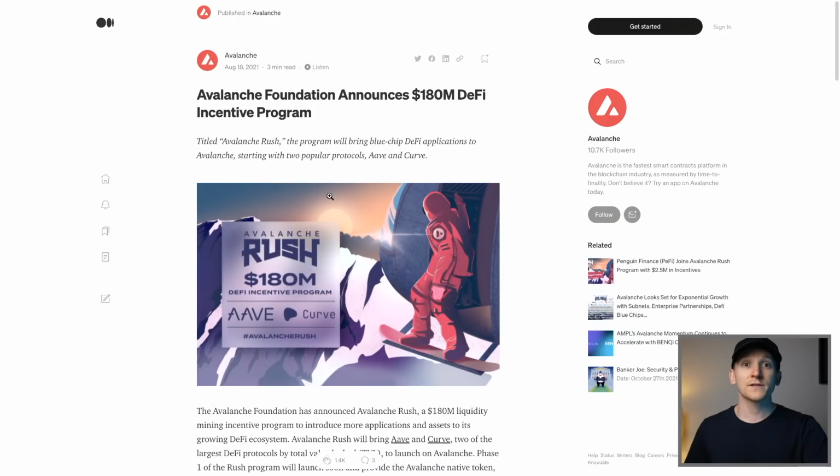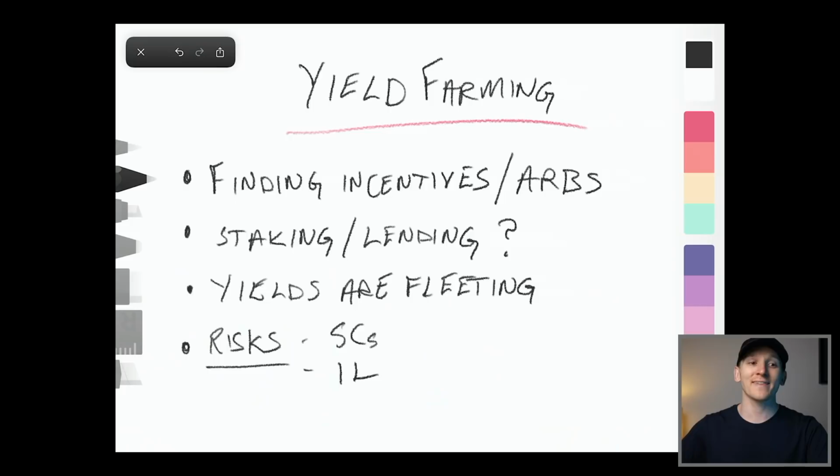Firstly, though, we need to go over what exactly yield farming is, because yield farming is very different to staking and lending. And you can actually use all of these strategies together, because yield farming itself may be useful, but it also may just not be useful. And you may just want to go with staking instead.